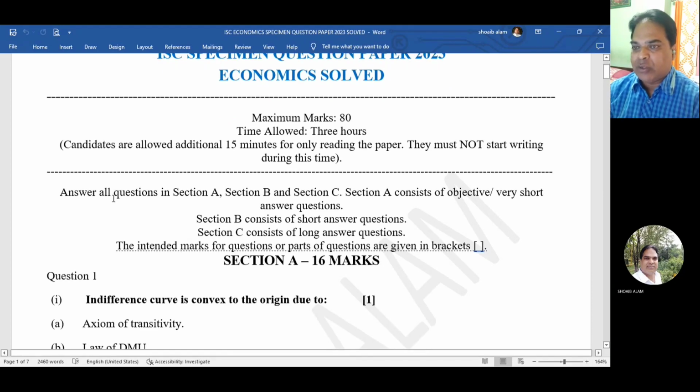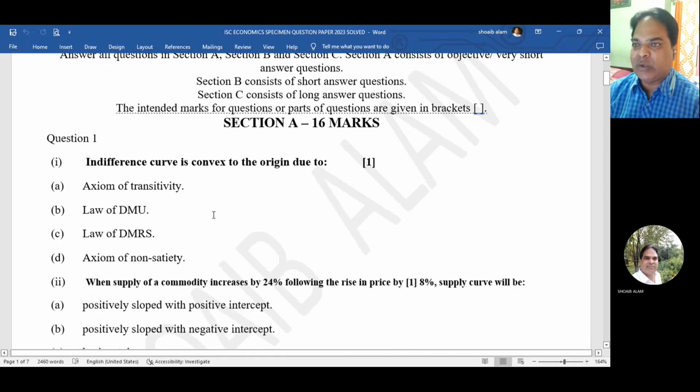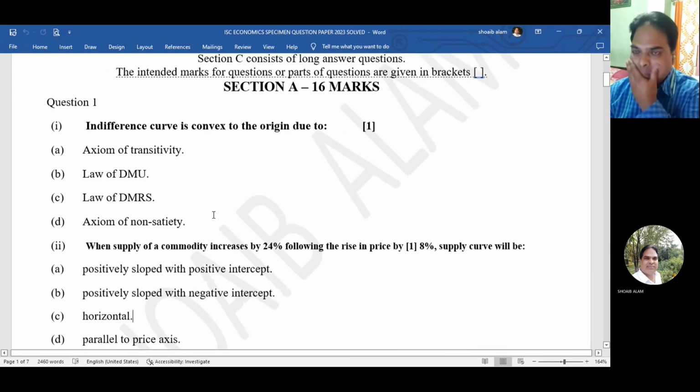Answer all questions in section A, section B, and section C. Section A consists of objective and very short answer questions, so section A will be very short answers as well as MCQs. Let's start with section A, which is of 16 marks. Let's start with question number 1.